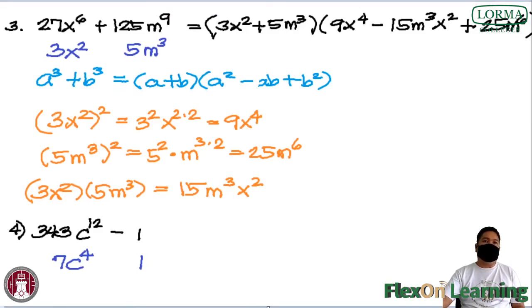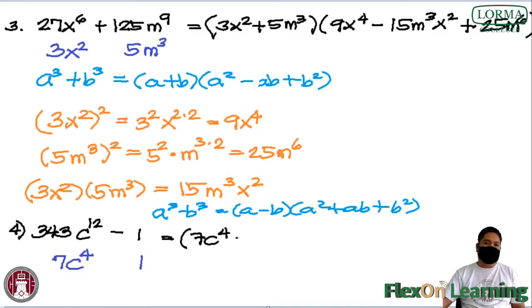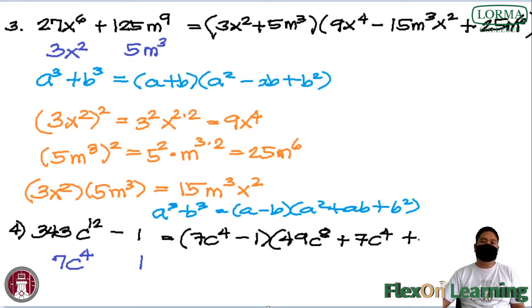What would be the factors of the minus? Again, let's review. A cubed minus b cubed is a minus b, then all times a squared plus ab plus b squared. So this would be factored out as a, that is 7c fourth, minus 1, then the square of a is 49c8, then their product, just multiply them, 7c fourth, and then plus the square of 1, which is just 1.